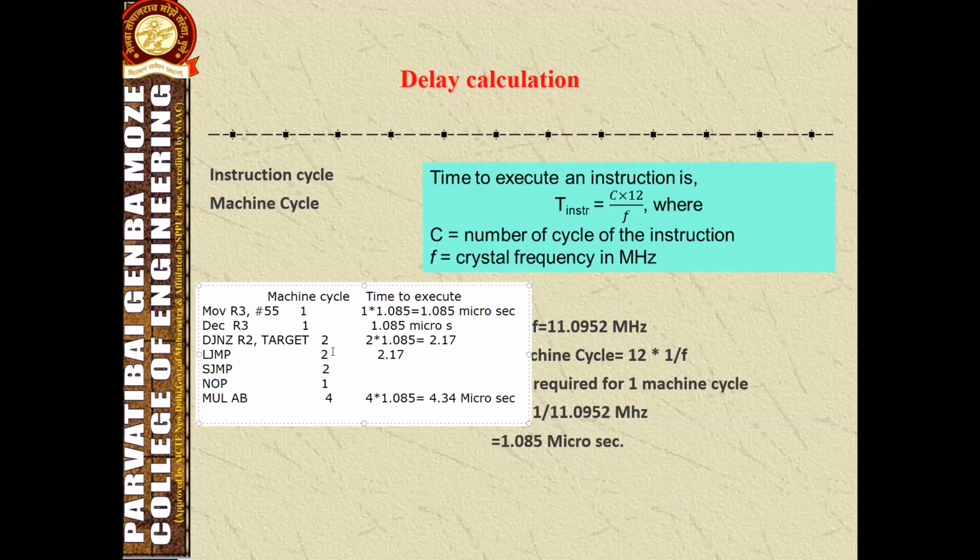Similarly, LJMP is also a 2 byte instruction which will take two machine cycles for execution, and SJMP also takes two machine cycles for executing the instruction. NOP will take one machine cycle, and here see the multiplication operation, MUL AB, will take 4 machine cycles for performing the operation. So 4 into 1.085 is equal to 4.34 microsecond. So this is the way we are going to calculate the execution time.